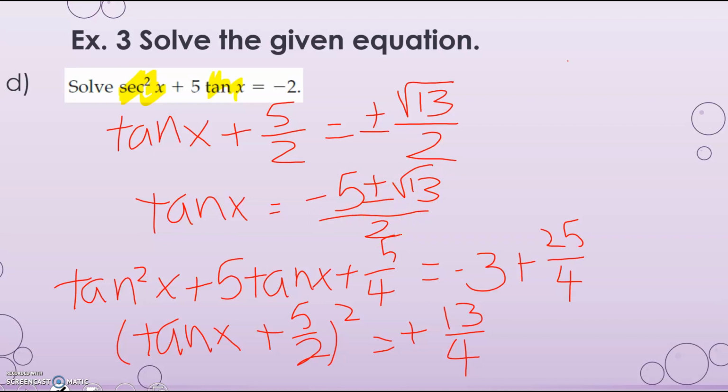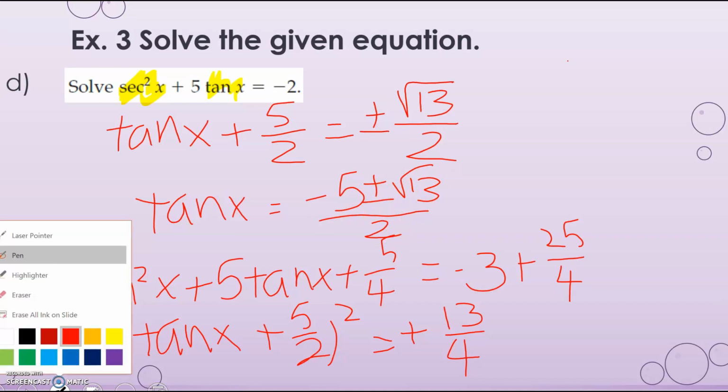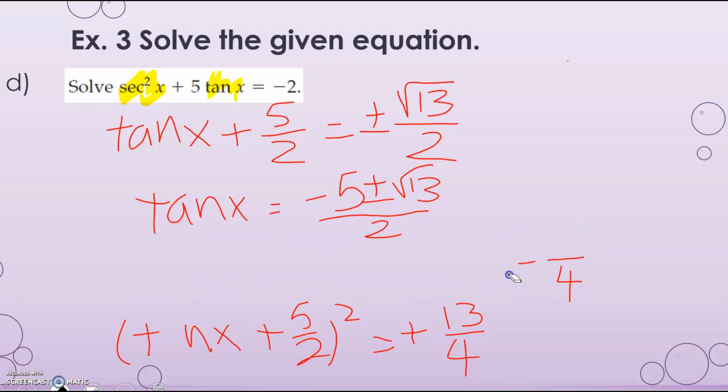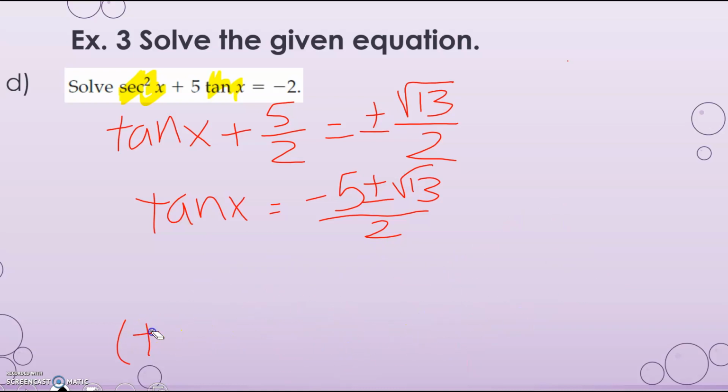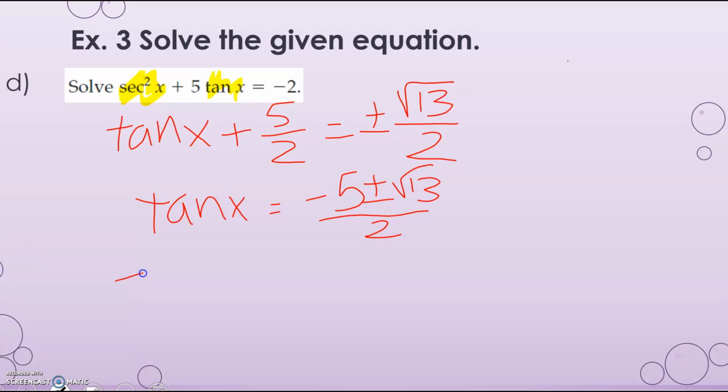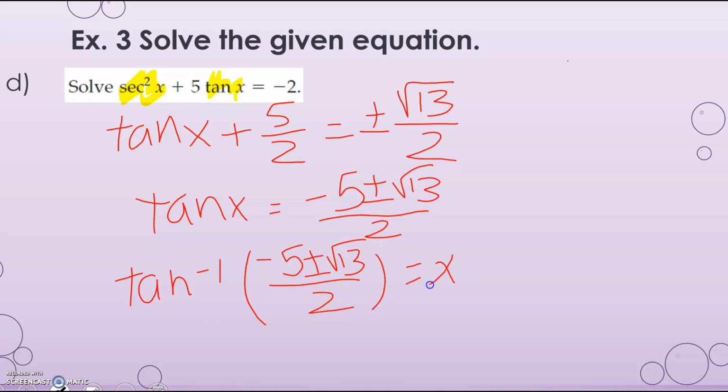Now, how do we solve for this? Well, again, use a scientific calculator because we don't know any special right triangles where the ratio is actually negative 5 plus or minus root 13 over 2. Okay, so we're going to use, obviously, a calculator on this. So we're going to do inverse tangent, well, sorry, inverse tangent of negative 5 plus or minus the square root of 13 over 2 equals x, which should give us two solutions here.